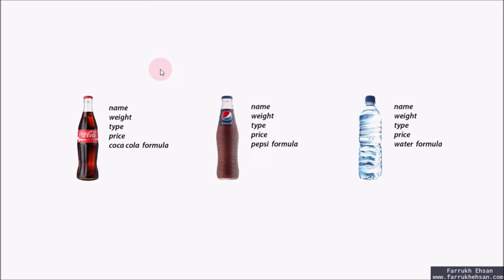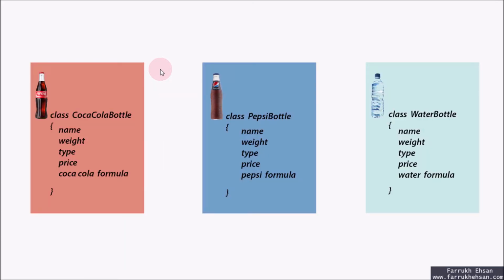Let's understand this with a simple example. Assume you have three different types of bottles as shown here: a Pepsi bottle, a Coca-Cola bottle, and a water bottle. All these bottles have some properties like name, weight, type, price, or formula. Now, if you're going to use all these properties with the bottle names in programming, how will you write that? Obviously, you will create some type of classes, like a Coca-Cola bottle class with the same properties like name, weight, type, price, and formula.